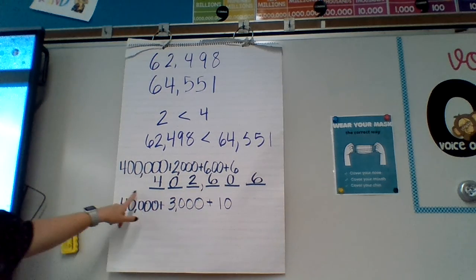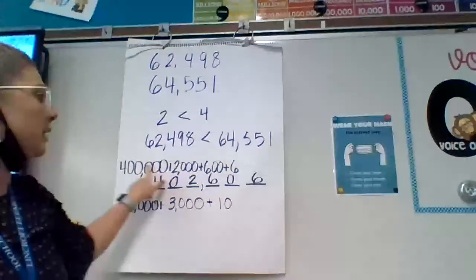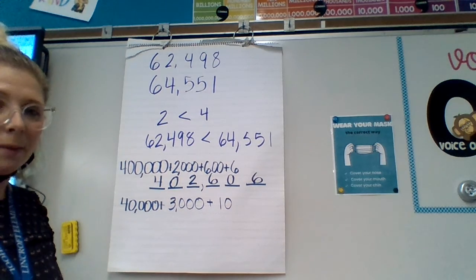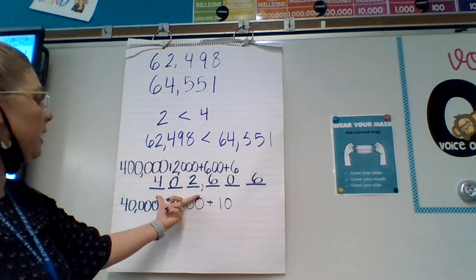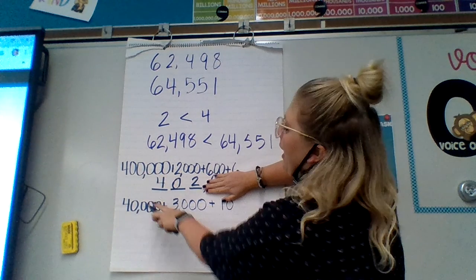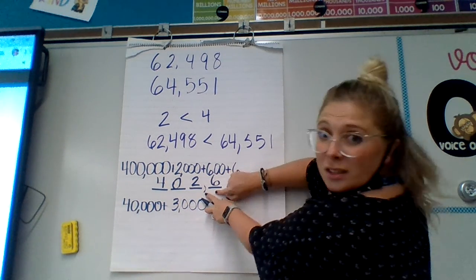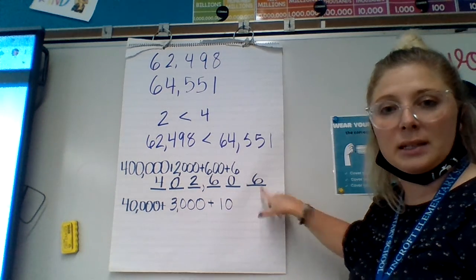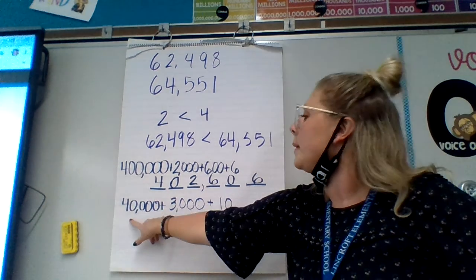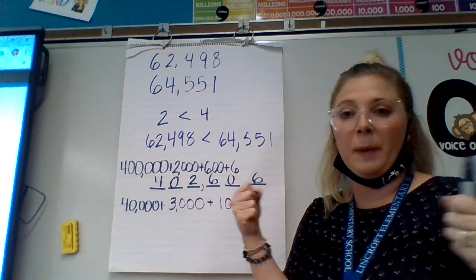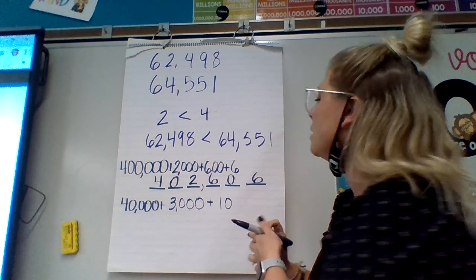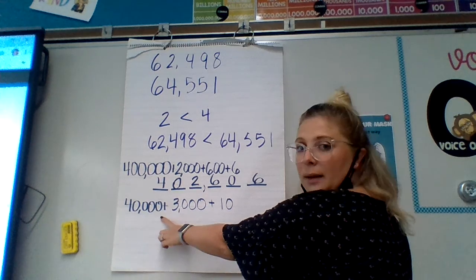So now I have written out my number that was in expanded form into standard form, the regular way we write numbers since kindergarten. I have 402,606. That's my first step to be able to compare these two numbers. Now I'm going to write this other number that is in expanded form in standard form. I'm going to look over at my largest number here.